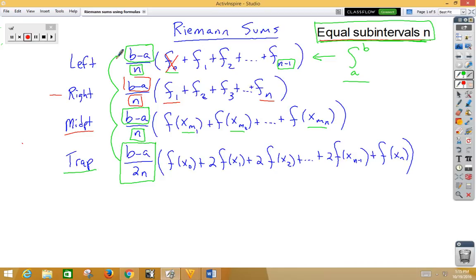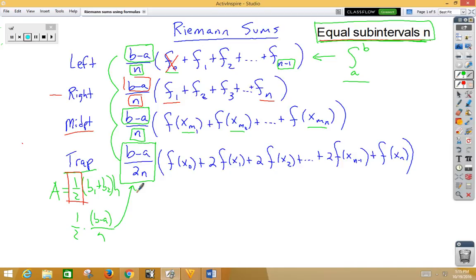That's because of the formula for the area of a trapezoid. The formula for the area of a trapezoid is 1/2 base 1 plus base 2 times height. And what we've done here is we've taken the 1/2 and factored it out of the problem. So when I take the 1/2 and multiply it by the b minus a over n, that gives me the b minus a over 2n.